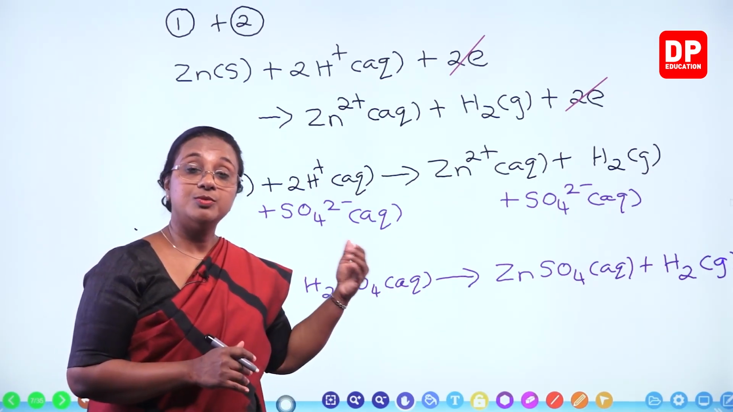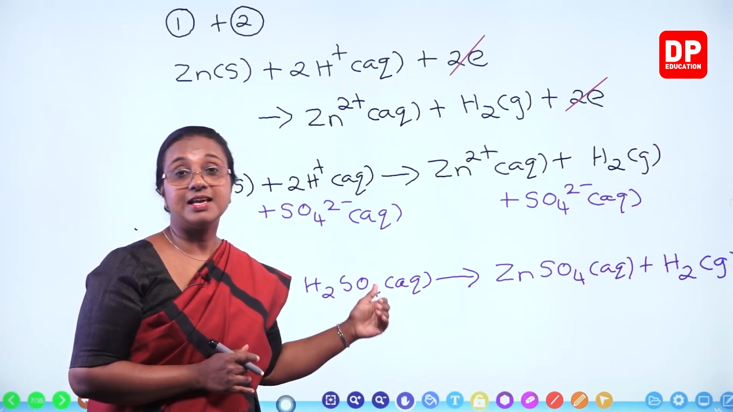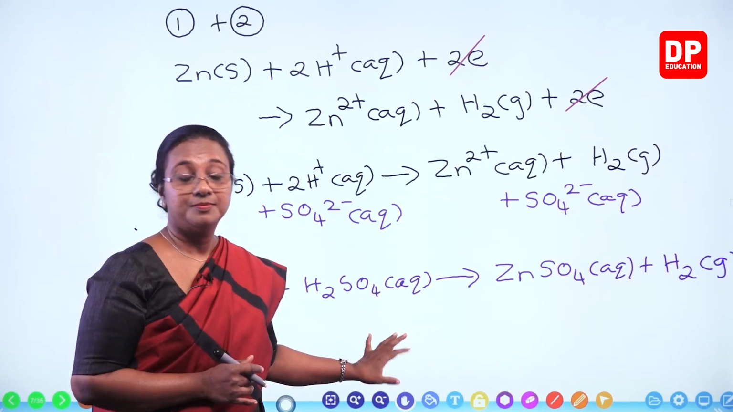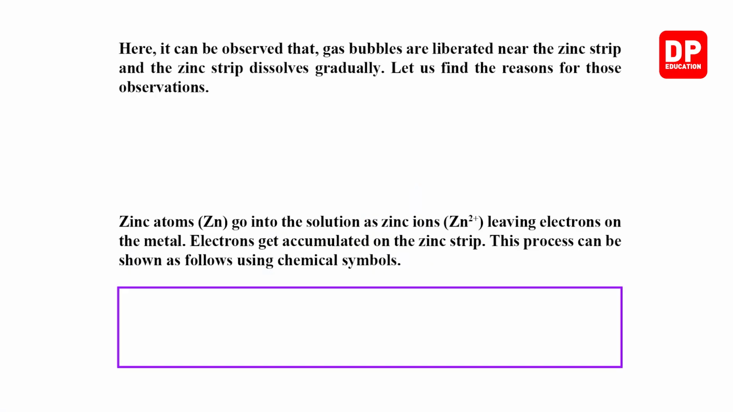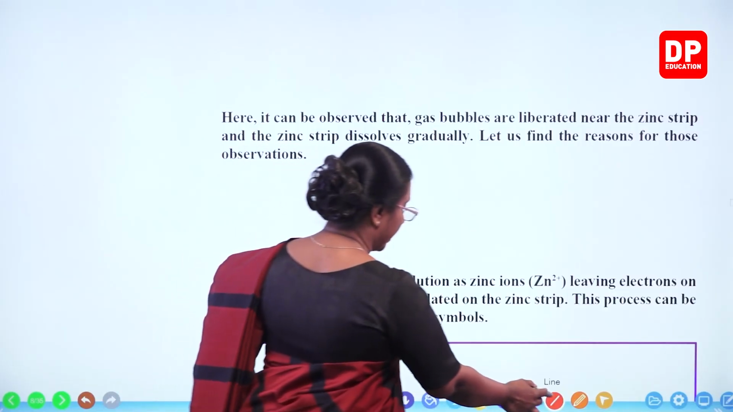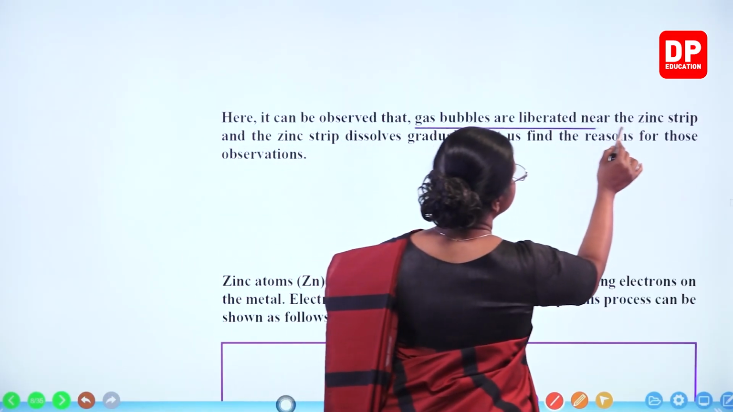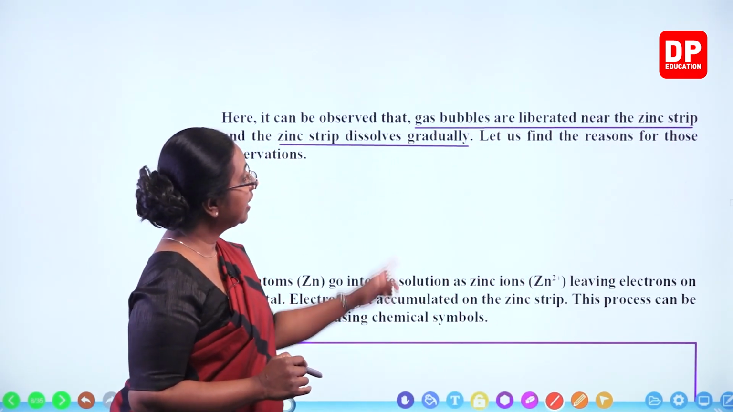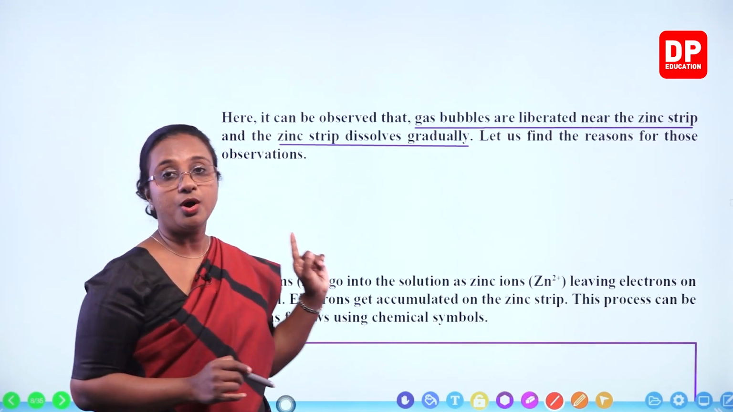Then I'm going to move on to the next slide. Again, like I said, I will be repeating all these reactions. So this is what happens there, students. First we will look at what happens here. Here it can be observed that gas bubbles are liberated near the zinc and the zinc strip dissolves gradually. Let us find the reason for those observations.